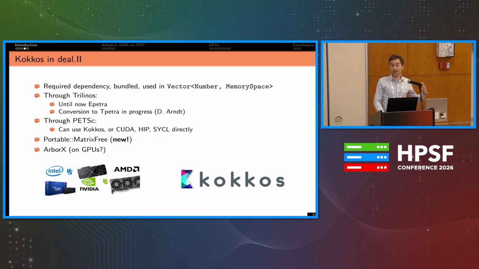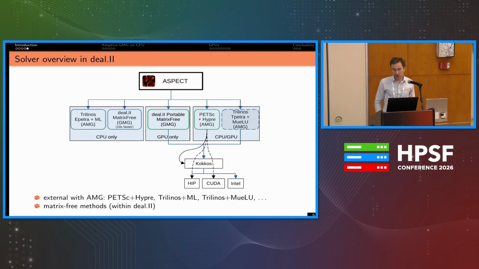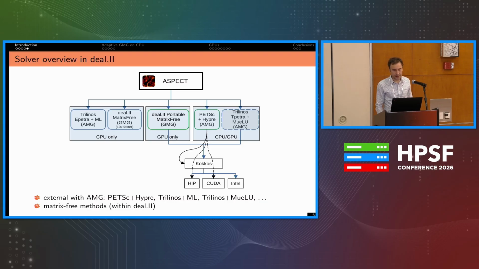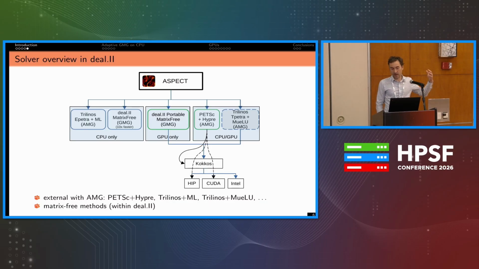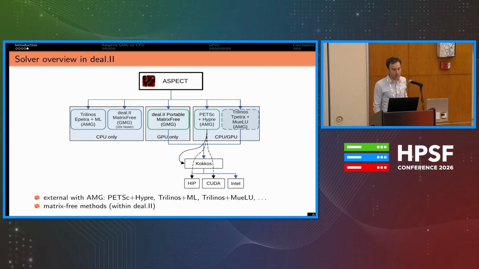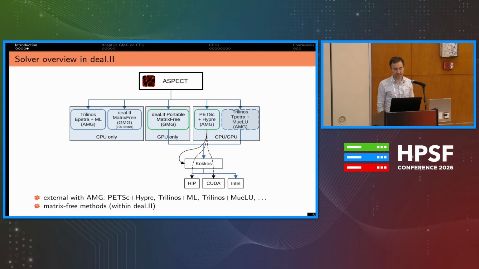But as a user of deal.II, you're not directly exposed to any Kokkos internals, and I'll show that in a minute. So here's an example of how this would look. ASPECT is one of the deal.II applications. The two boxes on the left are what typical large applications do right now. Either you do a matrix-based assembly using ePetra and use something like ML or MueLu, or use a matrix-free framework that we have developed over the last decade that is CPU only.